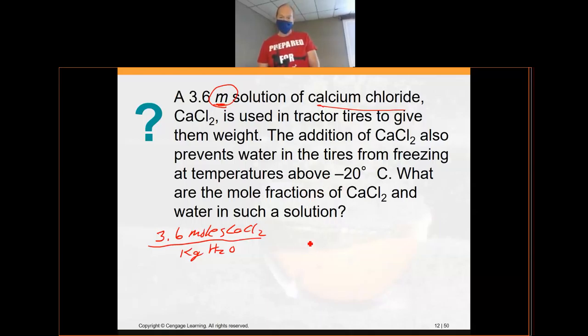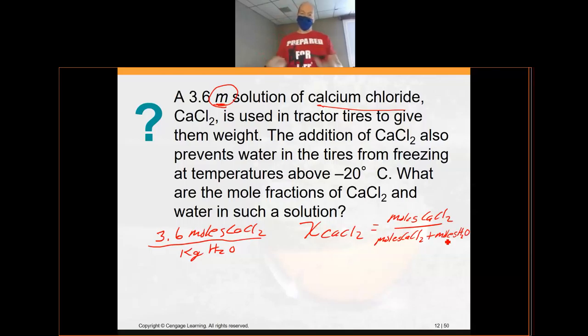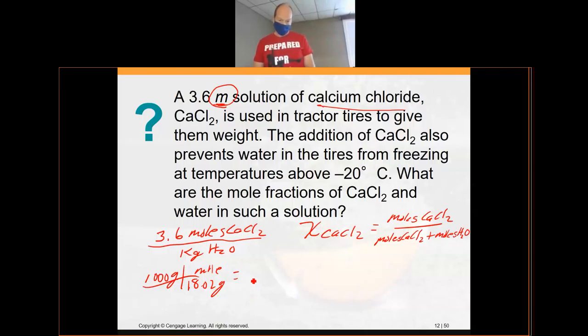All right, and so now we just need the mole fraction. So we need the moles of CaCl2. We already have that. It's right here, 3.6. And then we have to take those moles of CaCl2 and add moles of water. So if you know that, this problem is very simple. All you have to do is put your 3.6 for the moles of calcium chloride and then take your kilogram of water and convert it into moles. And that is 55.5 moles of water.